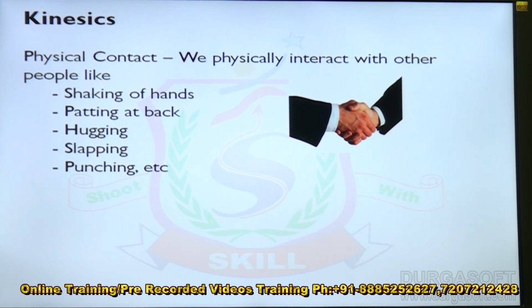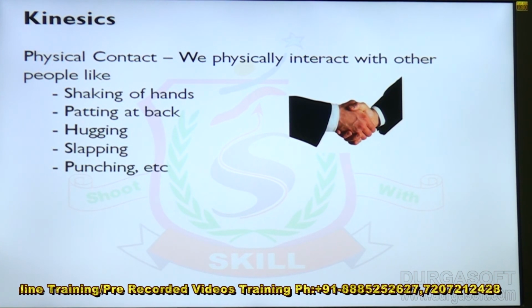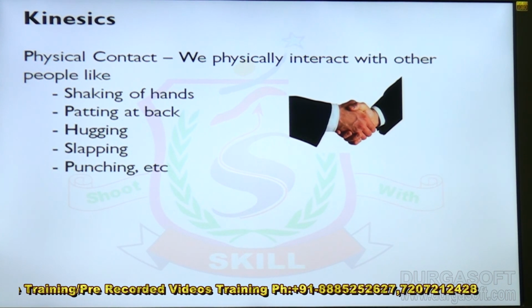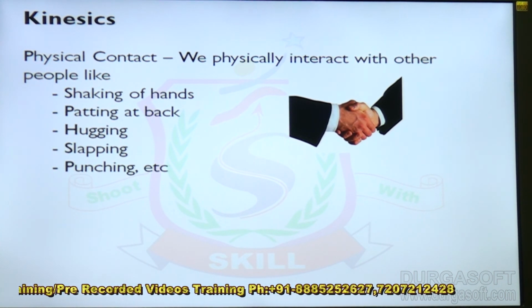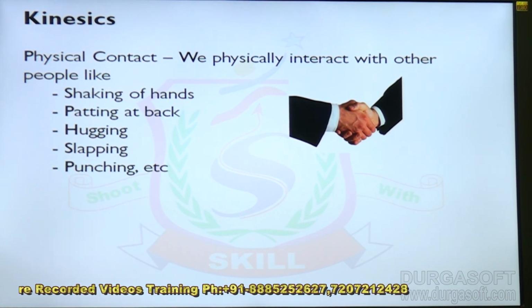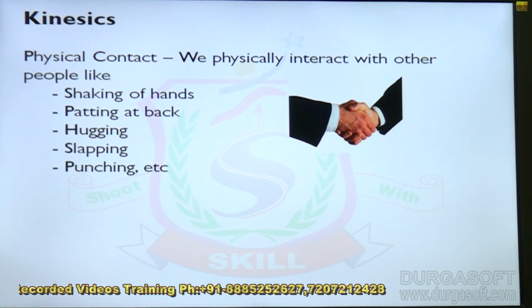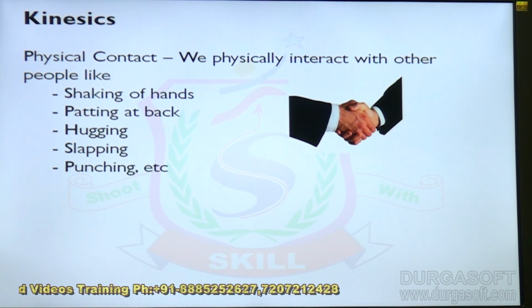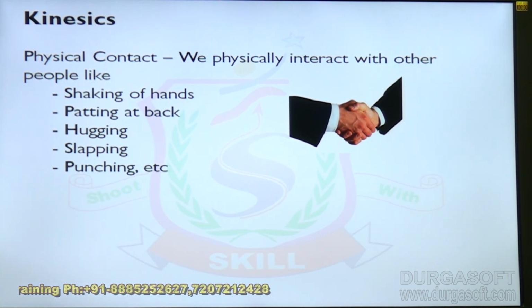Then next one is physical contact. When we physically interact with other people, like how we will interact with the people physically, means shaking of hands, patting at back, hugging, slapping, punching, etc. These are all various physical contacts of communicating.